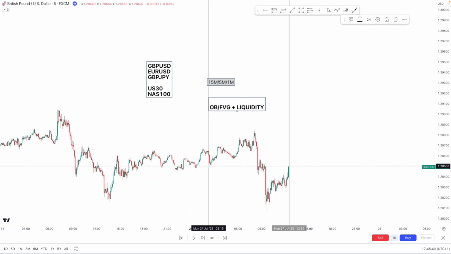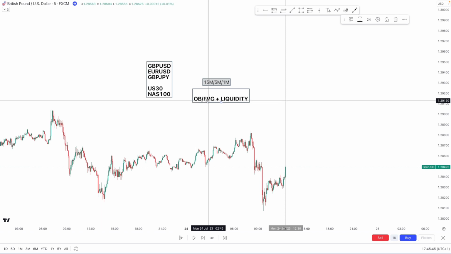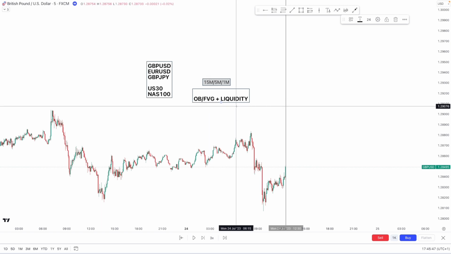And then how you're going to actually execute your trades is you're going to use order blocks and FVGs, and you're going to combine that with liquidity in order to actually increase your win rate. Once that happens, you're going to make a ton of money in these markets.